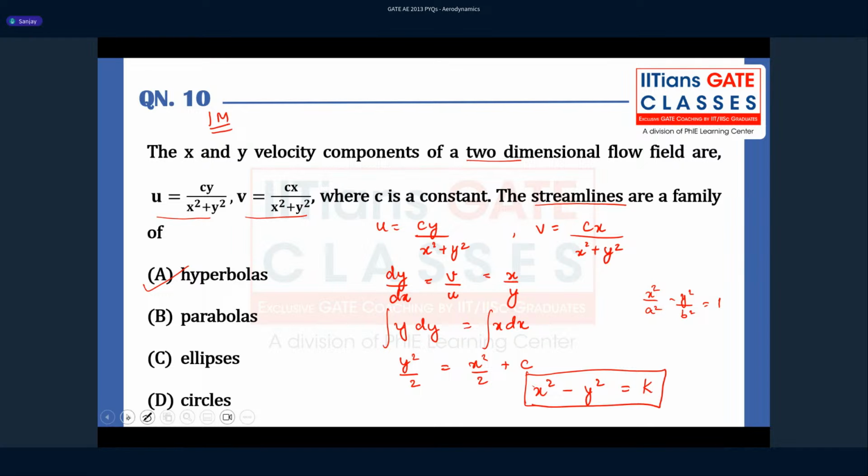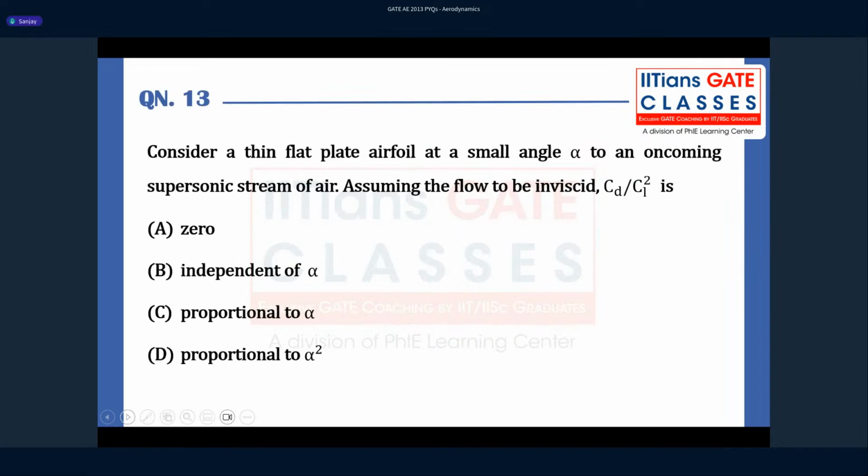Okay, let's now move on to the next question. Right. So there's the next question. You see here, consider a thin flat plate airfoil at a small angle alpha. Okay, at small angle alpha, this is important, that they have told the angle of attack is small, right? To an oncoming supersonic stream of air, right? So you have an airfoil that is placed in a supersonic stream of air. So essentially, the Mach number of the free stream is now greater than 1.